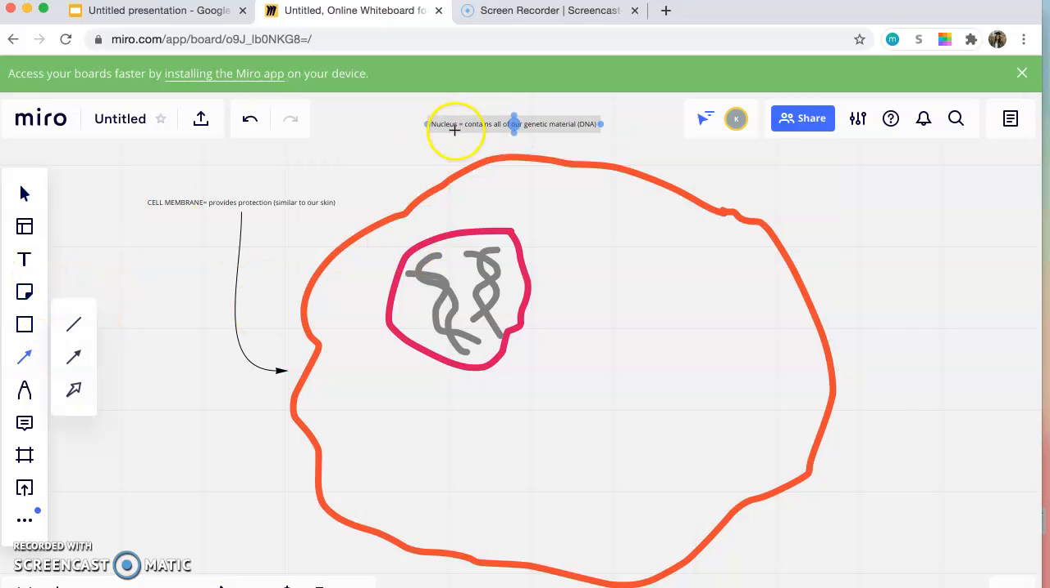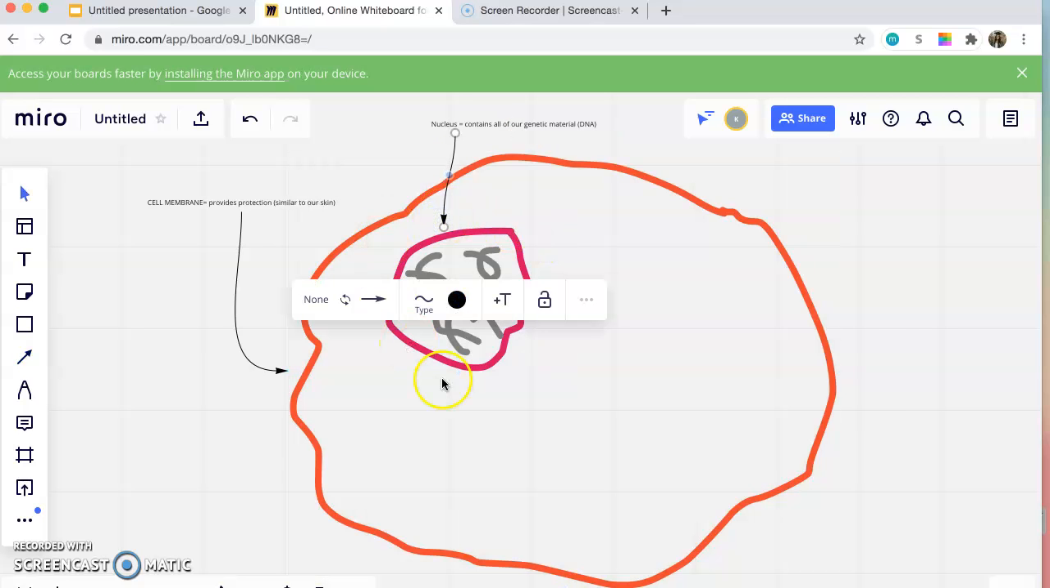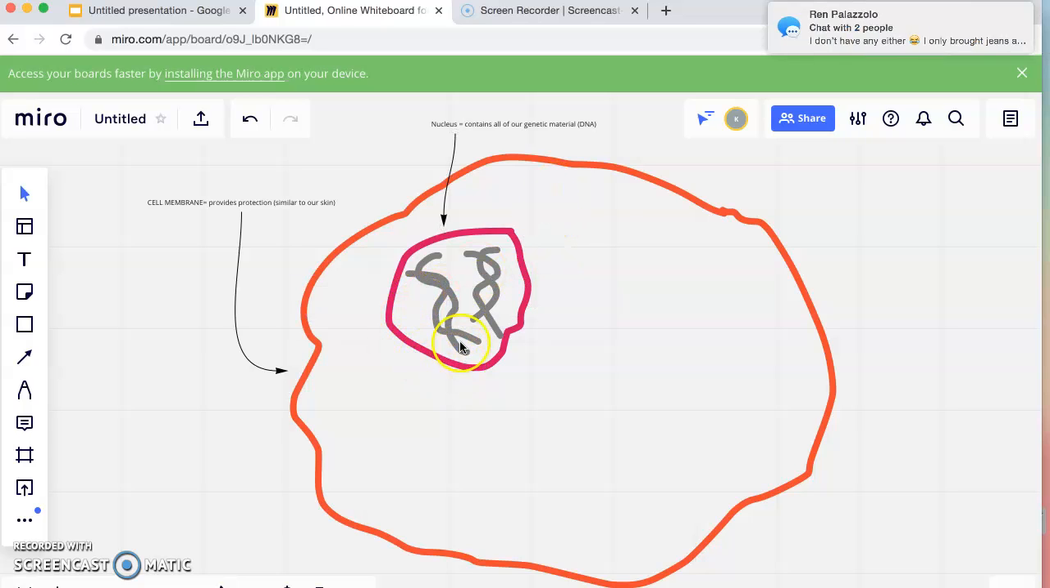So I always like to compare the nucleus to the brain. The nucleus of the cell is very similar to the brain in our bodies. It basically provides the whole cell with all of the directions. So essentially like the decision maker. So that's how I like to think about the nucleus.